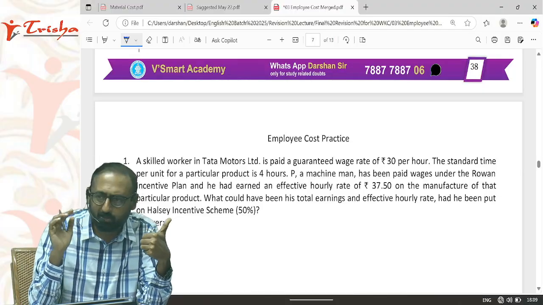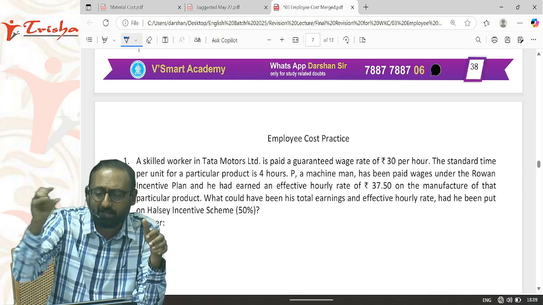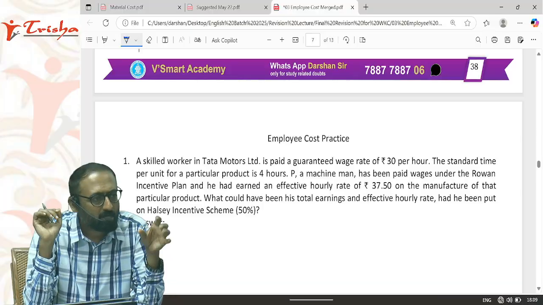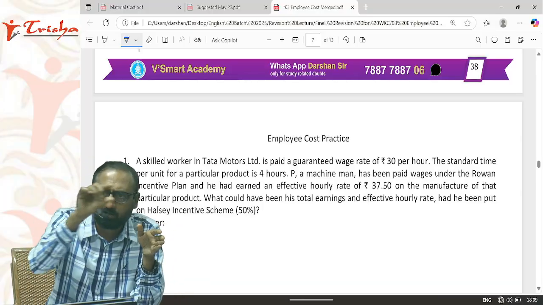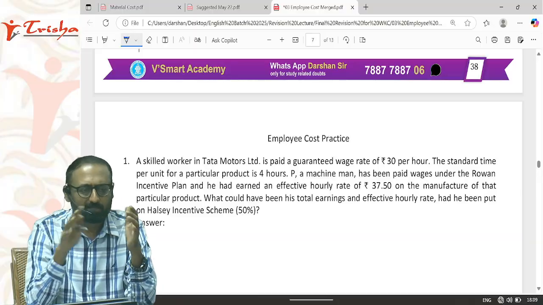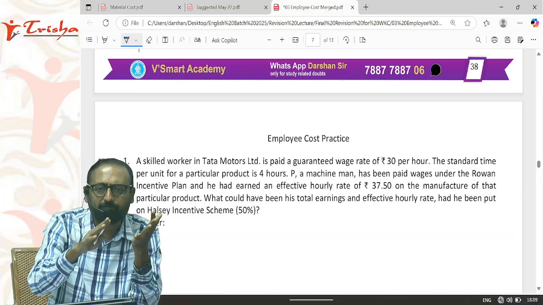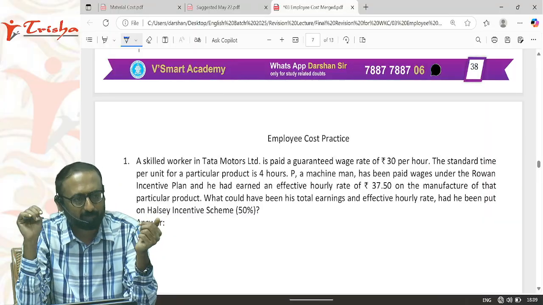If you want to calculate effective earning under Halsey, then it will be total earning under Halsey divided by hours worked. If you want to calculate effective earning under Rowan, then the formula will be total earning under Rowan divided by hours worked. Like under Halsey, hours worked multiplied by rate per hour plus 50% of time saved into rate per hour, divided by hours worked.